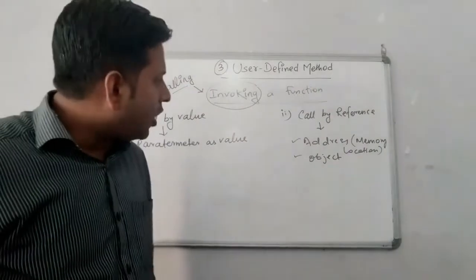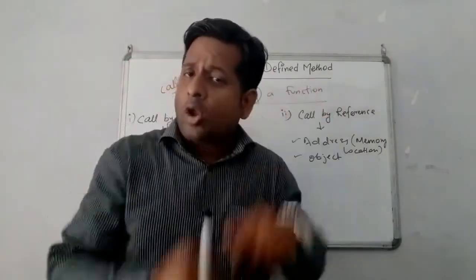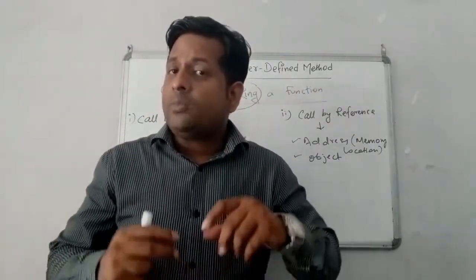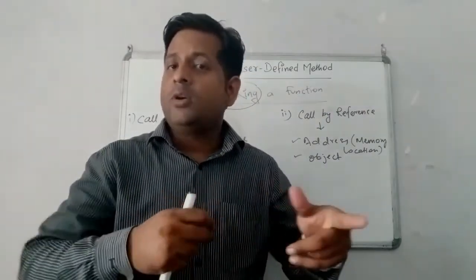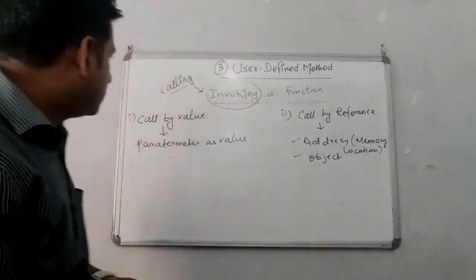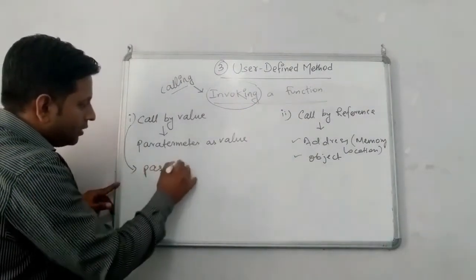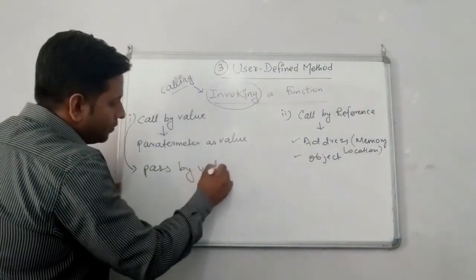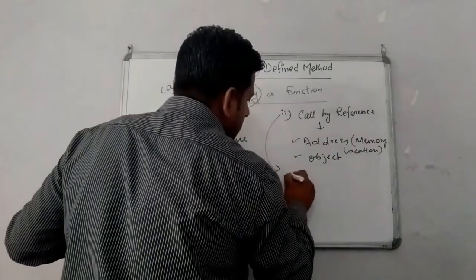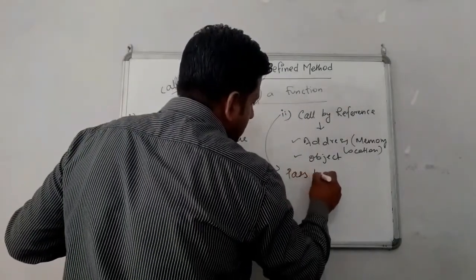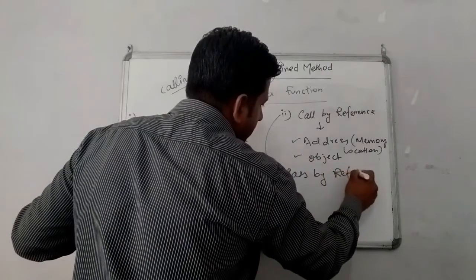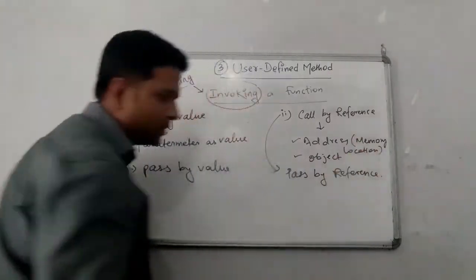So children, this call by reference means we learned about calling, but sometimes we need to pass also. We need to pass the value. So this call by value is also known as pass by value, and this call by reference is also known as pass by reference.